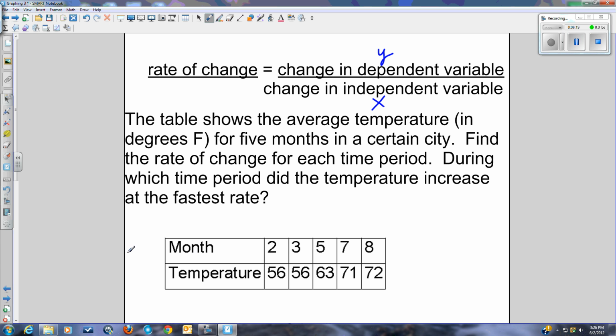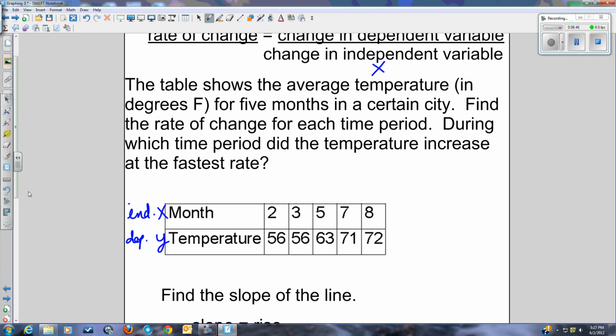Now, the month is our independent variable, so this is our x. The temperature is the dependent variable, so that is the y. Because the temperature really does depend on the time of year, which was represented by the month. So that's why we choose months to be independent and temperature to be dependent. So let's think about it. Let's see what the difference in temperatures is as we move from month to month, or the difference in the months is. Okay, from month 2 to month 3, we have a difference of 1 month.